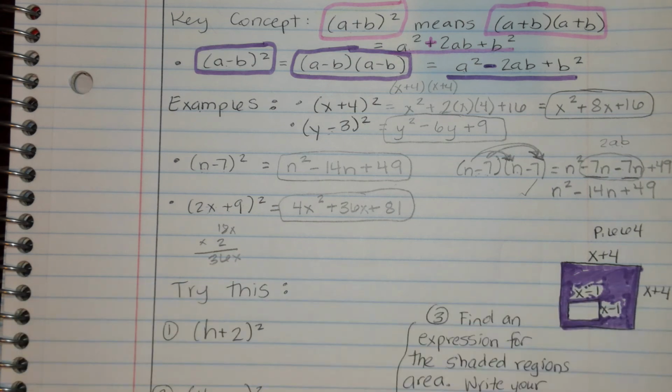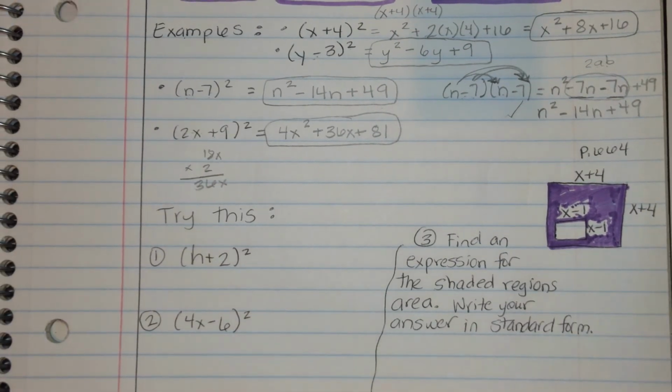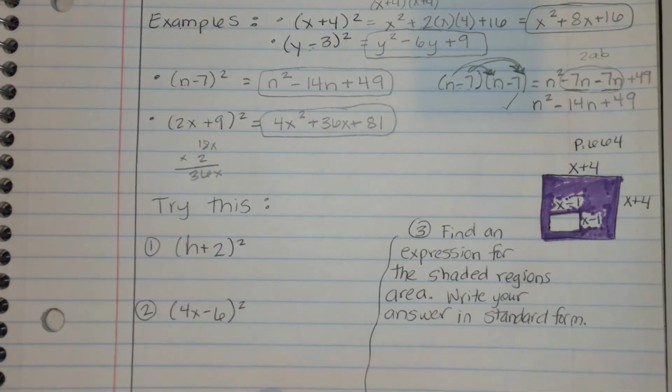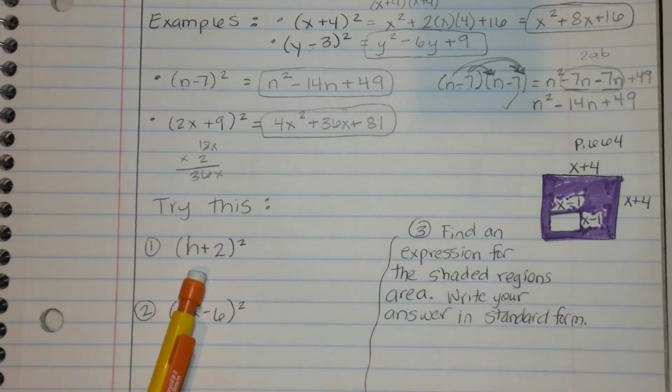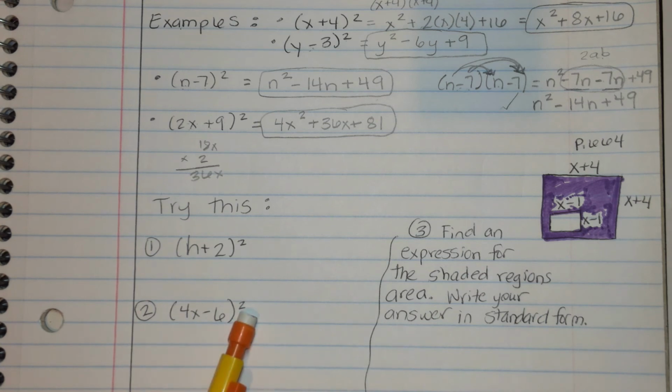Here are your try this problems. Give these a try. We'll work on these together in class. Pause if you need to. Let me just explain that number 1, it is just a binomial squared, h plus 2 squared. So follow the one from up above. And then number 2, 4x minus 6 squared.